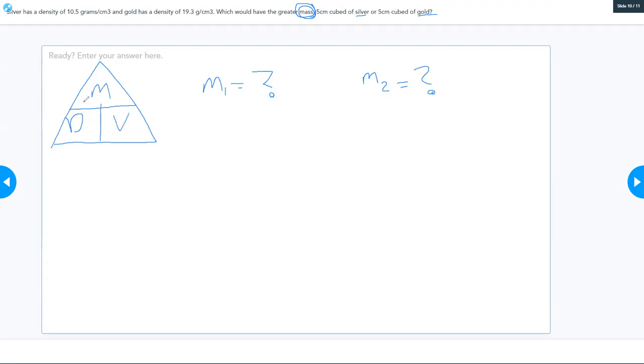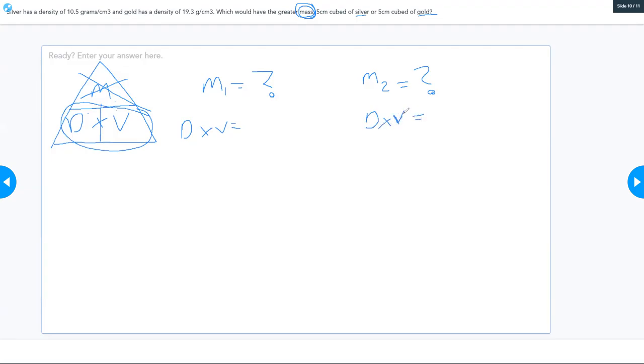DMV. This is division. This is multiplication. Since we're looking for M, we're going to cross it off and circle what's left. So we are looking for density times volume.